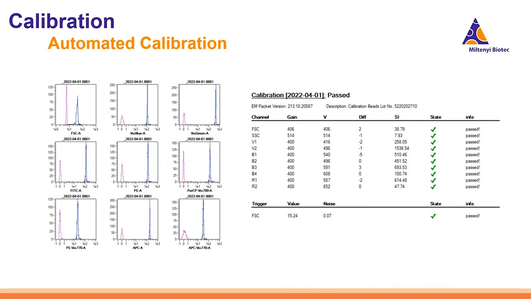For instance, on the MACSQuant 10 flow cytometer, we have our calibration beads, and these have a small bead and a big bead. The big bead has a set fluorescence or set MFI in each channel. So the MACSQuant flow cytometer will actually check each one of your channels and ensure that we have sufficient separation between our positive peak and our negative peak.